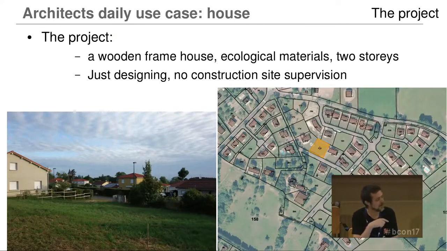So the project I will show you was a small house, not that small, but a wooden frame house with ecological material. So it's wood for the structure and, what, cellulose? Cellulose. I forgot the word. You understand it? For the insulation. I was in charge of the design of the house, but I didn't do the site supervision. It was in a village, in something like a suburb with small houses everywhere.